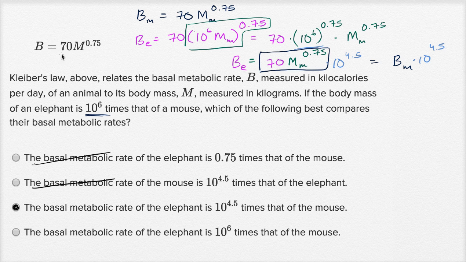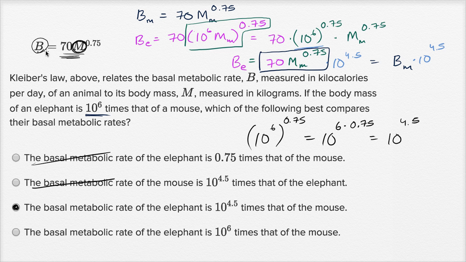Another way you could have tackled it is to just look at this and say, if I increase M by a factor of 10 to the 6th, I'm going to increase B not by a factor of 10 to the 6th, but by a factor of 10 to the 6th to the 0.75. And 10 to the 6th to the 0.75 is the same thing as 10 to the 6th times 0.75, which is equal to 10 to the 4.5 power, which we have right over here. So these first two you could have probably knocked out with a little bit of deductive reasoning, and even this last one to some degree, because if I increase this by a certain factor, since I'm raising it to an exponent, the basal metabolic rate won't increase directly by that same factor. Either way, we were able to figure it out exactly as well.